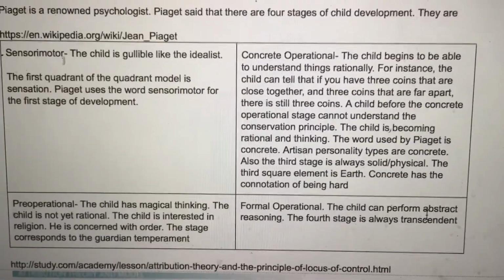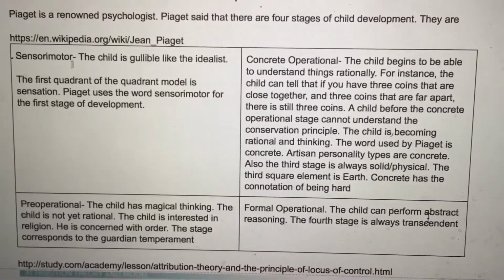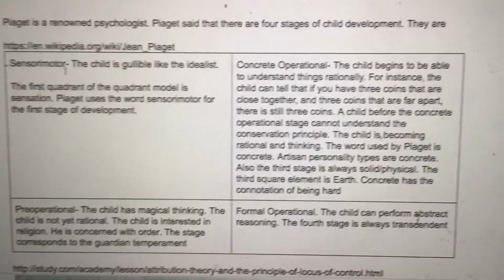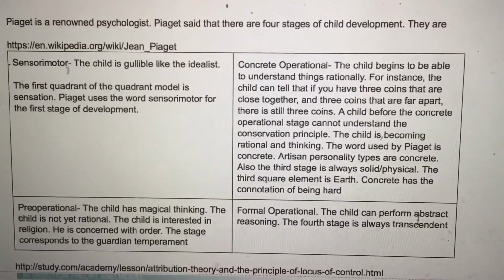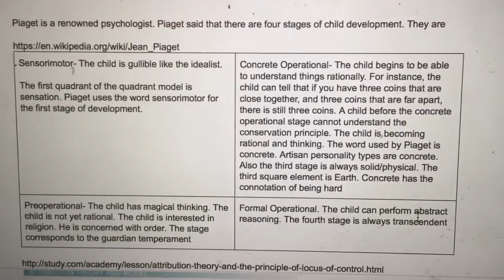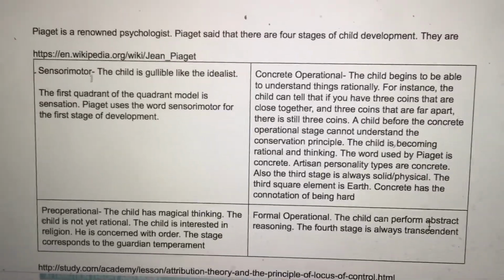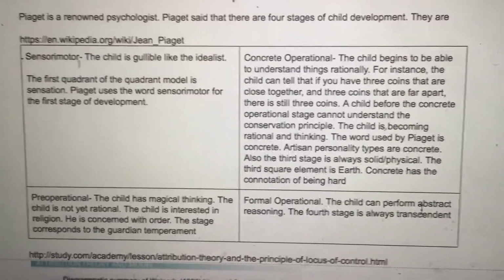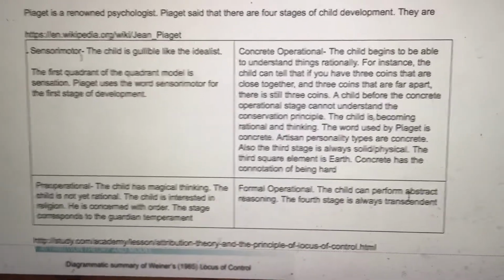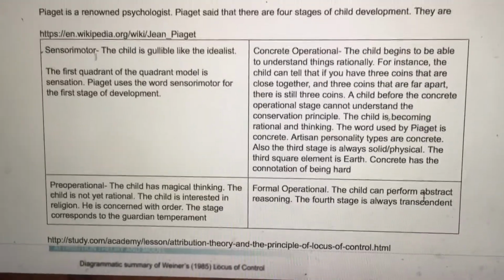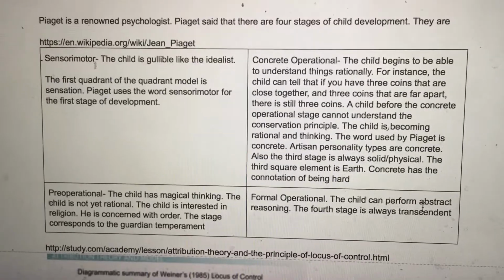Concrete operational, the child begins to be able to understand things rationally. For instance, the child can tell that if you have 3 coins that are close together and 3 coins that are far apart, there is still 3 coins. A child before the concrete operational stage cannot understand the conservation principle. The child is becoming rational in thinking. The word used by Piaget is concrete.